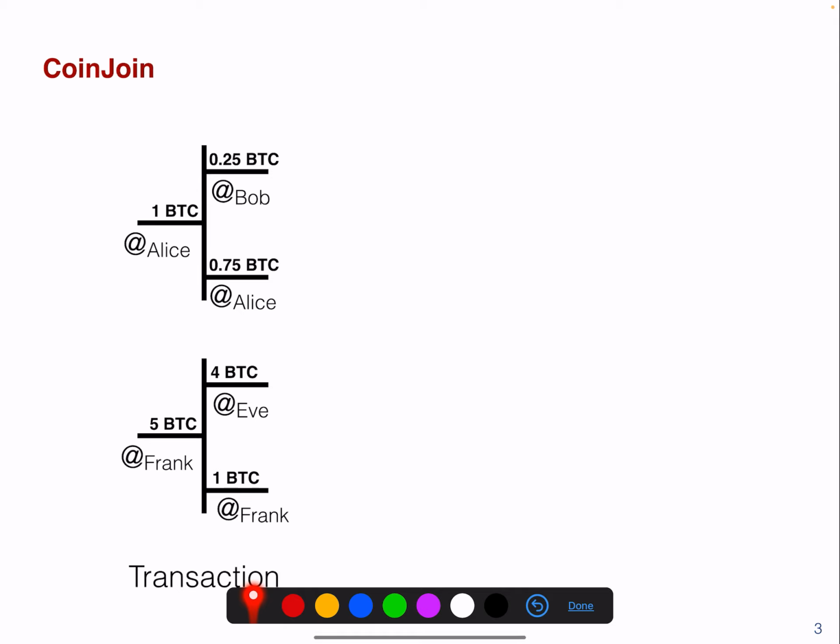CoinJoin is a fairly old and famous approach where, if you have two Bitcoin transactions, again input and output, two transactions, why don't you merge them into one big transaction? If you do that, it's harder to know whether these 5 Bitcoins are sent here, here, or here. Basically, the anonymity set size of from where to where money is spent is bigger.